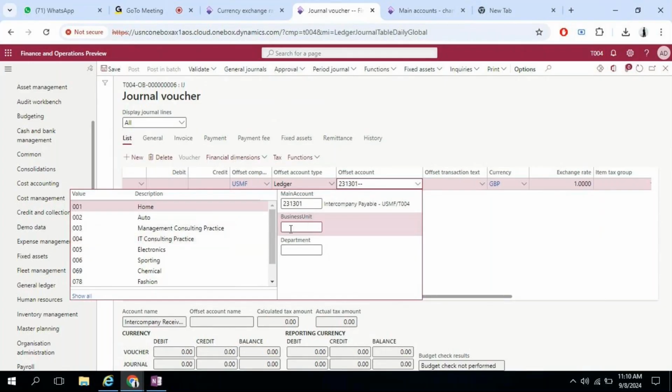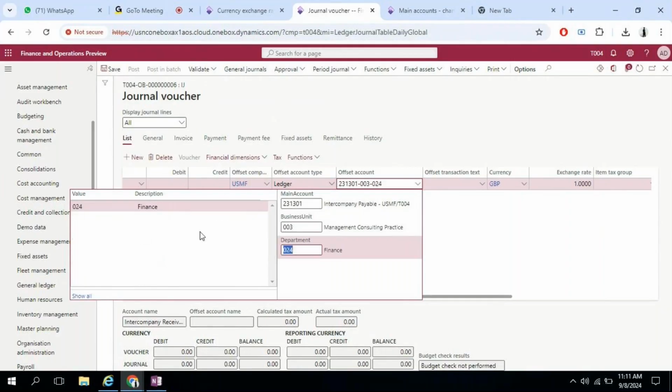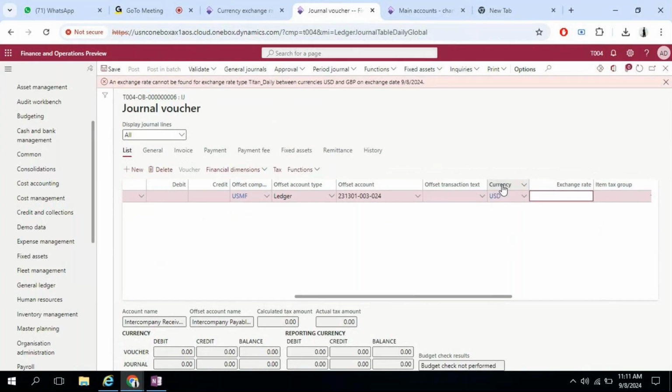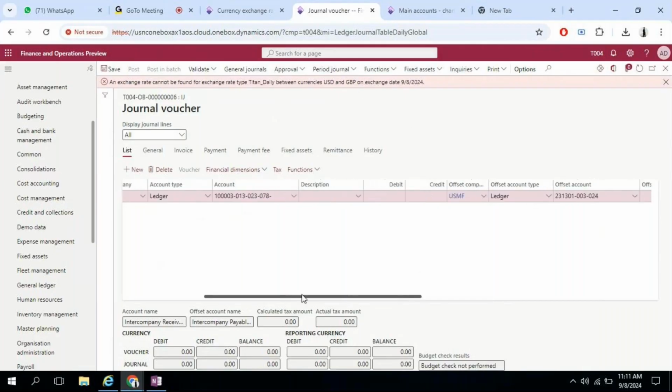What is the business unit from where USMF is giving me? They are giving me from the management consulting practice, and the department will be, let's say, the finance department is responsible for this one. Okay, I want USD currency now. I want this transaction to happen in USD currency. There is no currency exchange rate found between USD and GBP. Actually, why are they asking this?